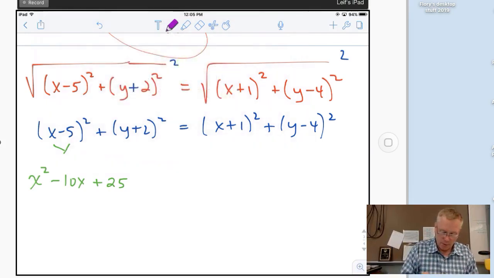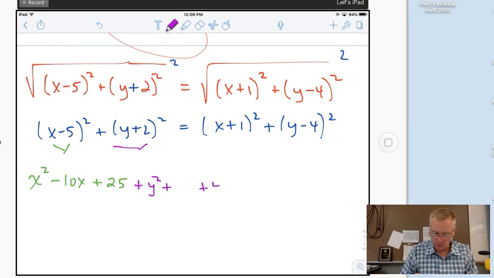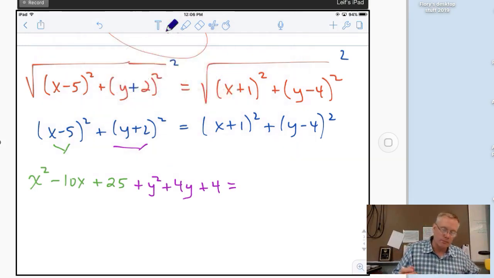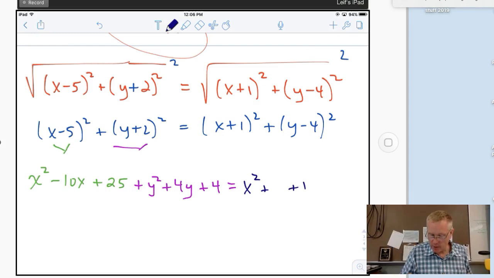The next one is y plus 2 squared. So that's y squared. The last term will be 2 squared is 4. The middle term will be y times 2 doubled, which is 4y. All right, now I'm doing the right side. You could do these by FOIL. I just happen to know the formula. I'm thinking you might benefit from hearing it. x squared plus and plus 1. Whoops, 1 squared is 1, not 11. And then to get the middle term, multiply these two together and then double it, which is 2x.